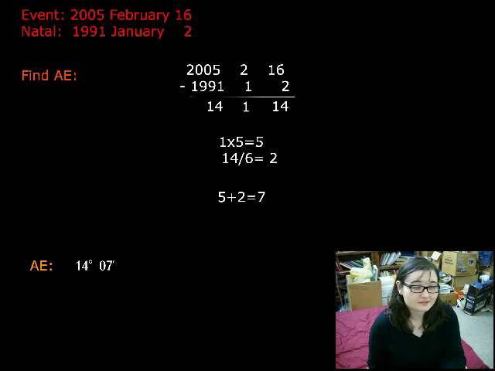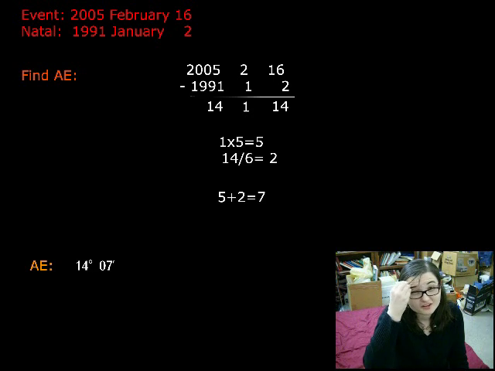Now for our first example, the person we're actually rectifying the chart for: it's 2005, February 16th, and 1991, January 2nd. So we subtract all that. The final answer for the arc of the event, which is the AE, is 14 degrees 7. So that's what we're going to be using. So we jot that down.